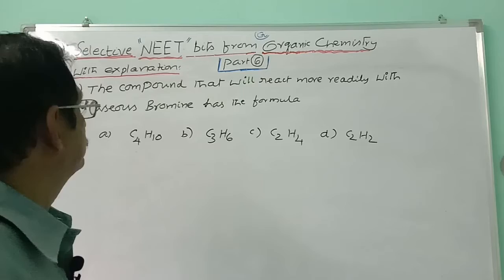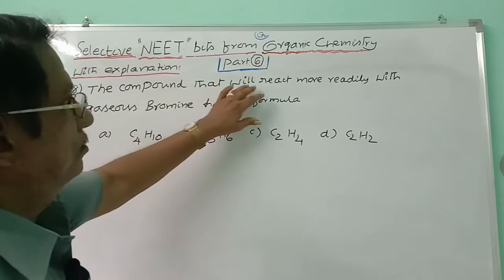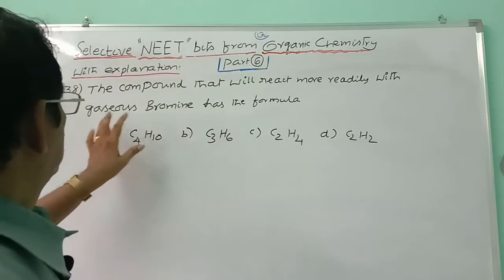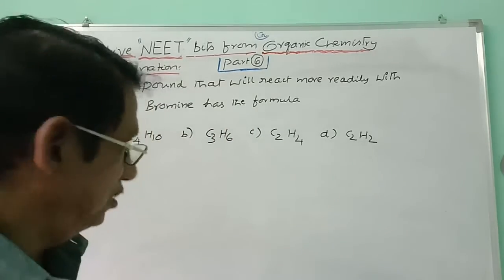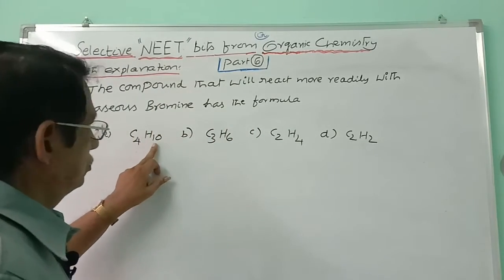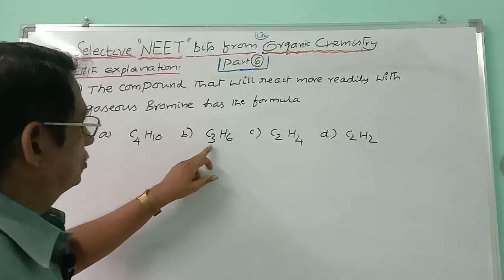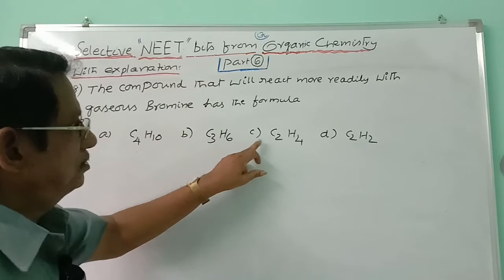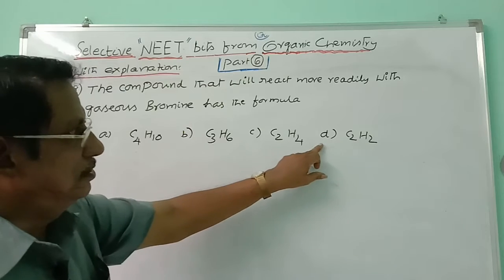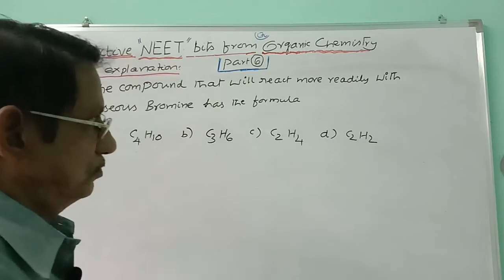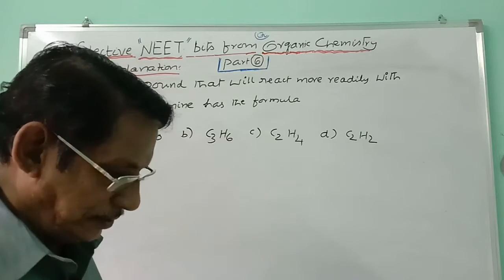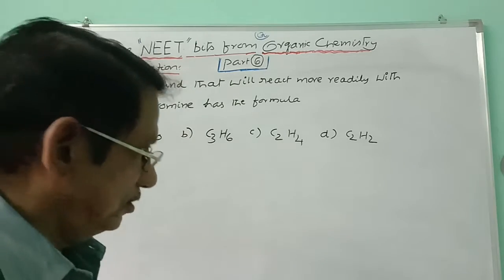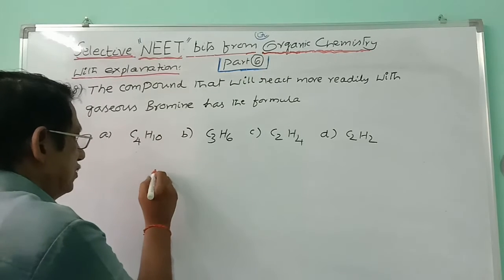Next, 38. The compound that will react more readily with gaseous bromine has the formula. Four formulas were given here. One is C4H10, butane; C3H6, that is propene; C2H4, ethylene; and C2H2, acetylene. Out of these four, which will be reacting with bromine more readily? That is the question given. You have to give the answer. Here, the given one is bromine vapor.